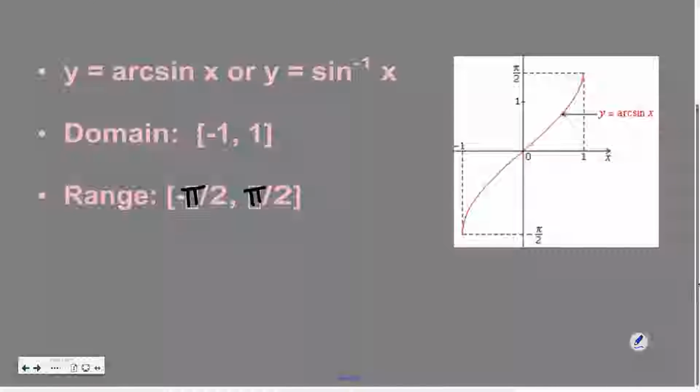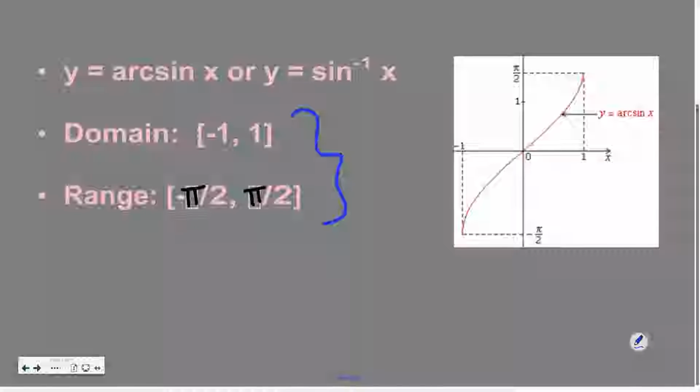I don't really care if you know the graph or not. That's not a big deal. What you need to know is right here. Our inputs are only going to come between -1 and 1, just like those unit circle values that we have. And our outputs can only come from negative pi over 2 to pi over 2 because that's the only way this will be a function.